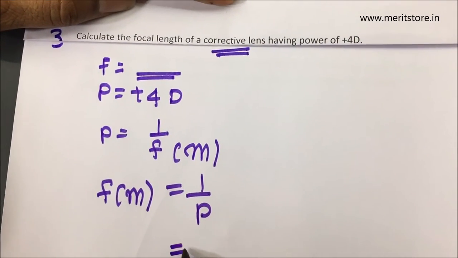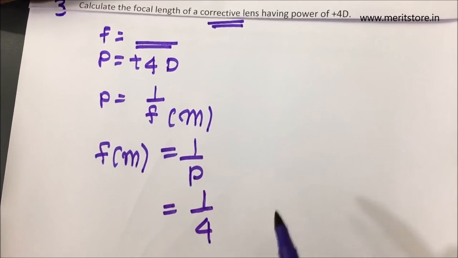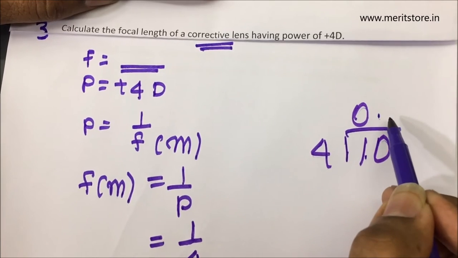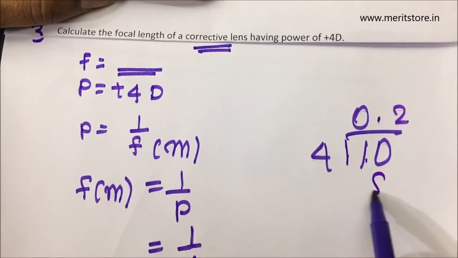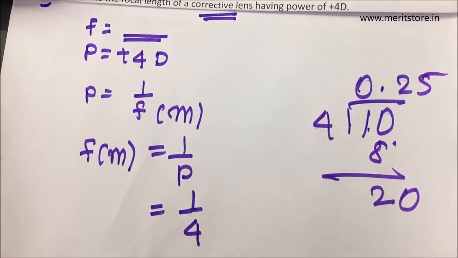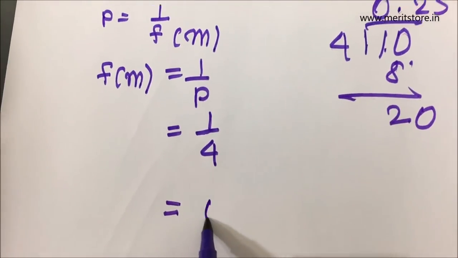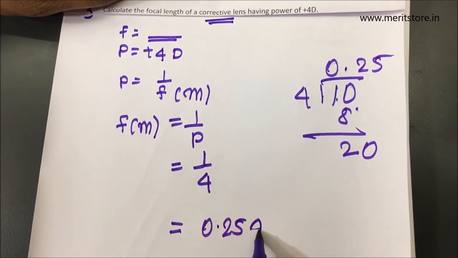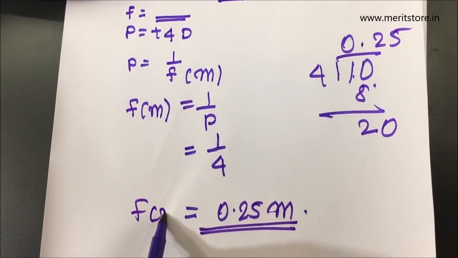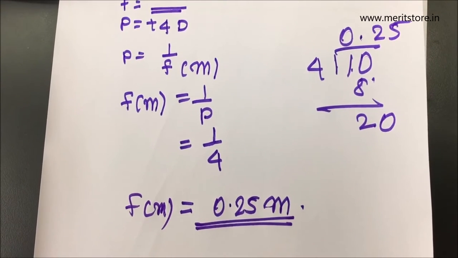Now, how much is it? 1 upon 4. So how do you do this? Tell me. How much? Tell me. Come on. 4 2s are 8, 4 5s are 20. What is the answer? The answer is 0.25 meters. You can leave it as meters, or if you want to, you can convert it into centimeters.